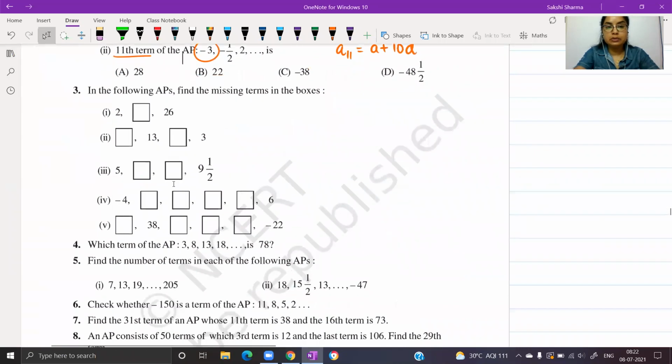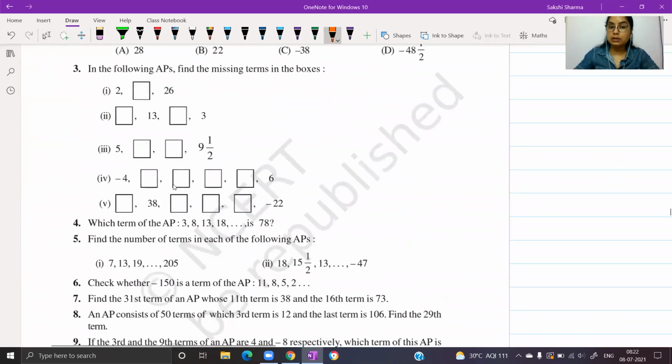Next question, question number 3. In the following arithmetic progressions, again, they are indicating that the lists given are arithmetic progressions. All of these are finite arithmetic progressions. You have to find out the missing terms in the boxes. If we look at the first part here, we are given 2, then the next term is missing, and then the next term is 26. So this here is a1, second term is a2, third term is a3. You're given a1 and a3, you have to find out a2.